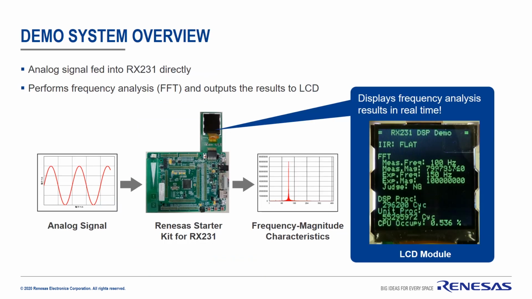This shows an overview of the demo system. An analog signal is directly input to the RX231. The RX231 performs signal processing, such as FFT, on the input signal. The RX231 also performs human-machine interface processing simultaneously with signal processing. The LCD displays peak frequency and amplitude values.